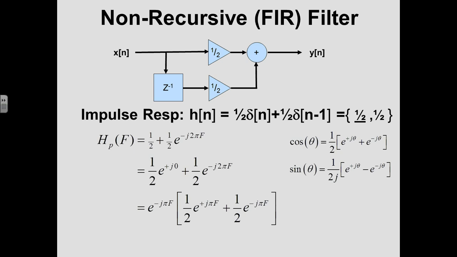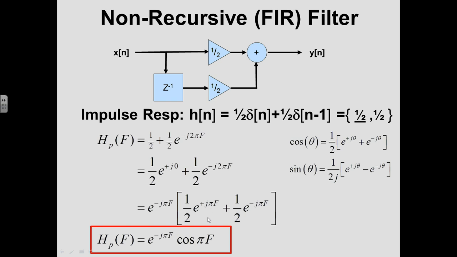Now the function in brackets looks exactly like a cosine, where the theta is now pi f. So I can replace this whole function with a cosine of the argument pi f. So a simplified version of this discrete time Fourier transform, this frequency response function, would be e to the minus j pi f times cosine pi f. Now, you may be saying, well, that's not very helpful. It's still a complex function, but we've actually broken it up in a way that makes it easy to isolate the magnitude components and the phase components.